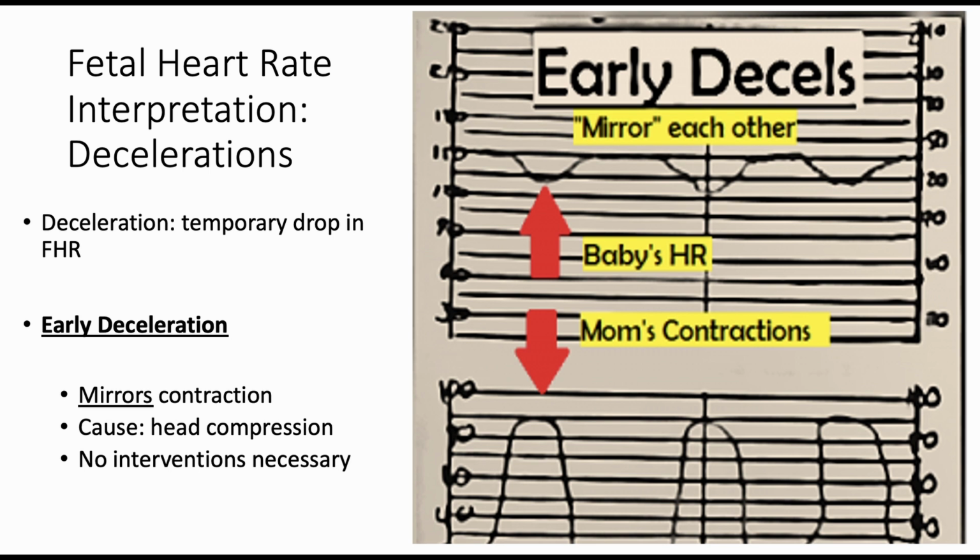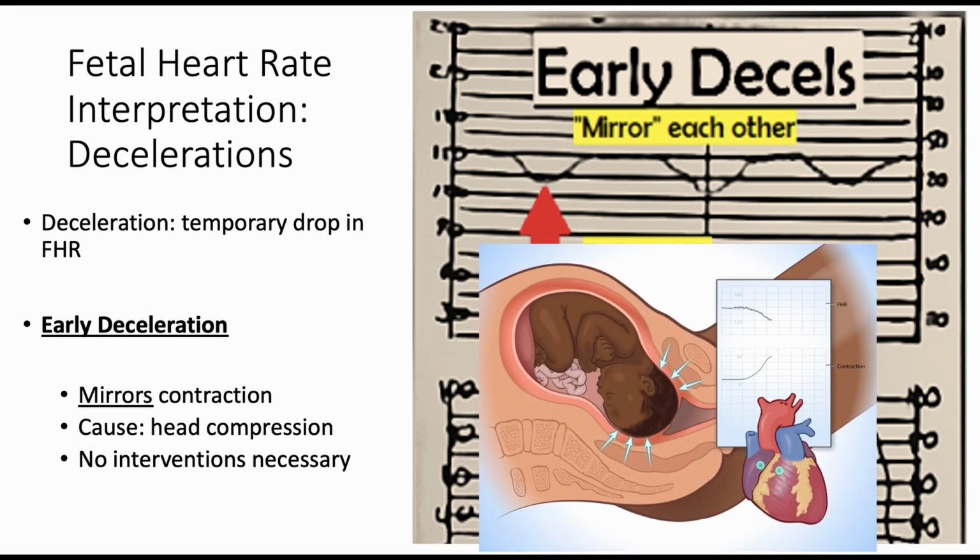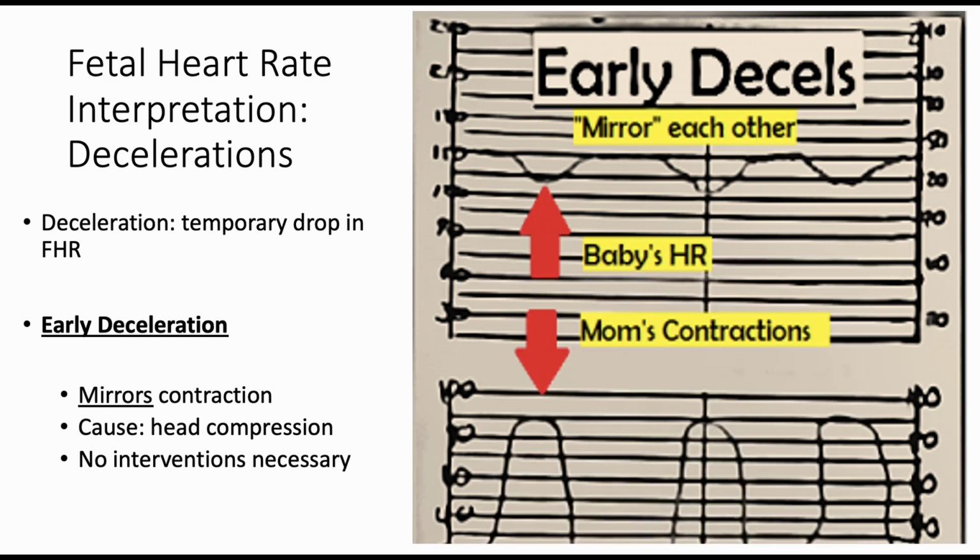That's mirroring. The cause of that is head compression. The baby's head is now nice and low. When mom is having a contraction, the baby's head is getting squeezed, and the baby's heart rate drops. As that contraction relaxes, the heart rate goes back to normal. Early decelerations are our only good decel, the only one we want to see, because we want head compression. We want the head to come down. This is what we've been waiting for. So there's no interventions necessary for an early decel because it's good.